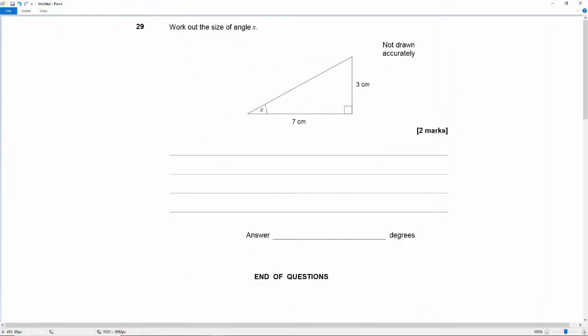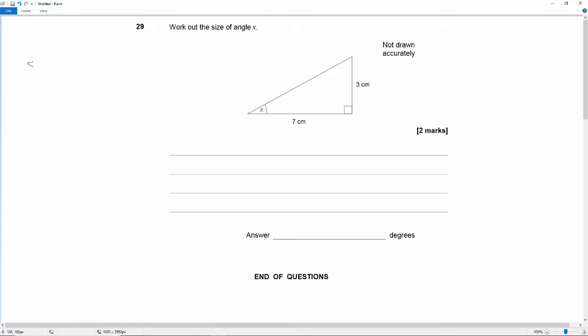And we're picking up in question 29, which says work out the size of angle X. Okay, so we've got a nice right-angled triangle. So this is bog standard SOHCAHTOA. All we have to do is remember SOHCAHTOA.